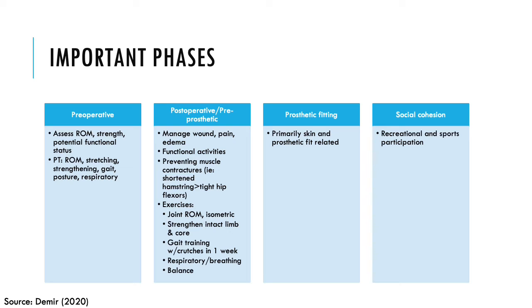So some exercises that might help right at the beginning are going to be like joint range of motion and isometric exercises. Then you're going to move into strengthening the intact limb and the core. Then you're going to work on gait training, first with crutches. And you're going to work on respiratory and breathing techniques as well as balance.